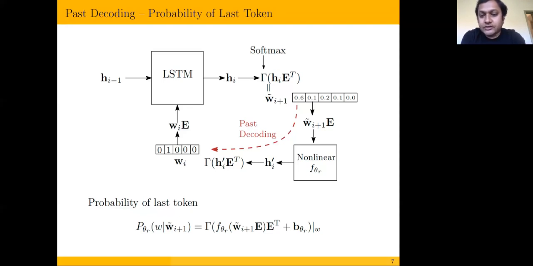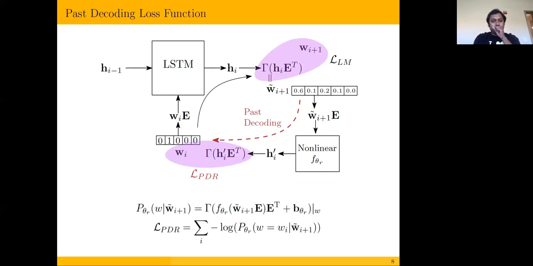So the equation shows the exact form of the probability of the last token, right? We have w_{i+1} tilde multiplied by E, followed by a nonlinear transformation, then again multiplied by essentially a linear transformation, E transpose, plus a bias term. That gives a vector, followed by a softmax that gives a vector over the vocabulary. So for a particular word, we can compute the probability of the last token, right? Then the thing is straightforward.